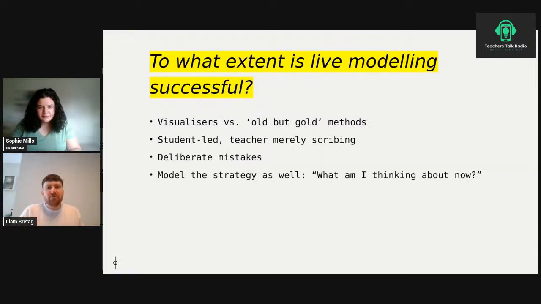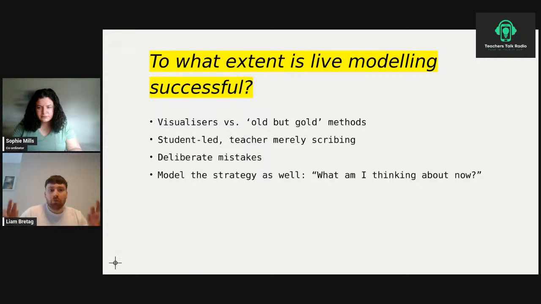To what extent is live modeling successful? Generally, we think it is very successful, but it's about really tightening the screw and making sure that you're doing absolutely everything that you can to make it successful in terms of student engagement, student challenge, and all of that. So there's a few different ways of doing it. Obviously, visualizers are absolutely amazing, and I really enjoy using mine.